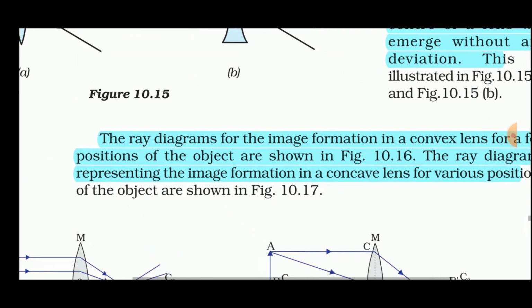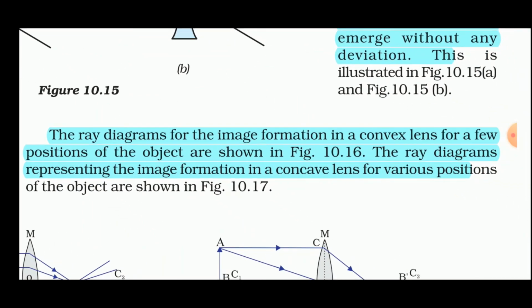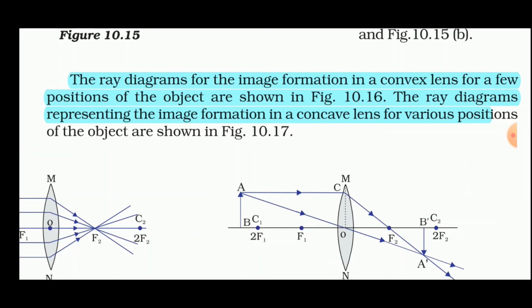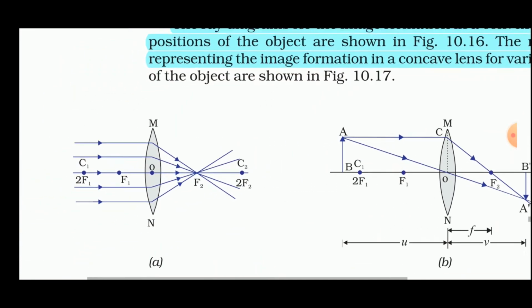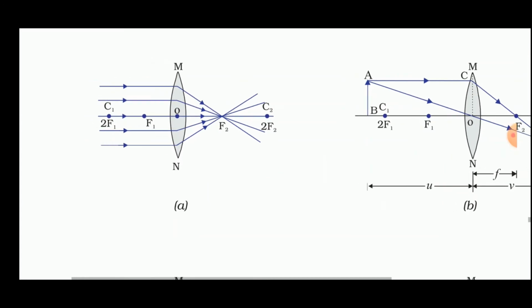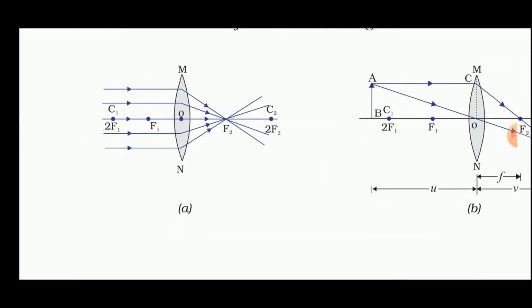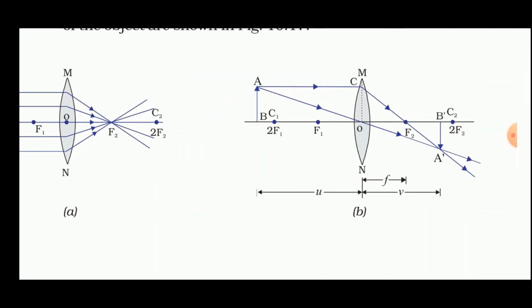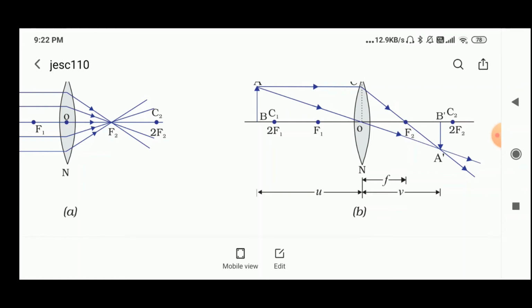Now the ray diagrams for the image formation of the convex lens for a few positions of the object are shown in figure 10.16. The ray diagrams representing the image formation in a concave lens for the various positions are also shown. Here, in case A, when the object is at infinity, like the sun, the image will form at the principal focus on the other side. If the object is beyond the center of curvature, the image will be formed between the principal focus and the center of curvature on the other side.